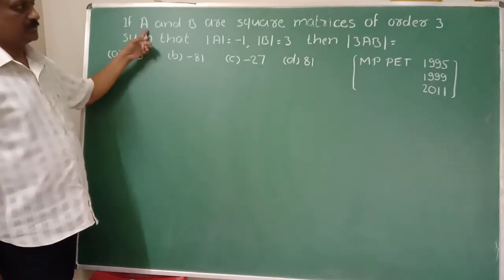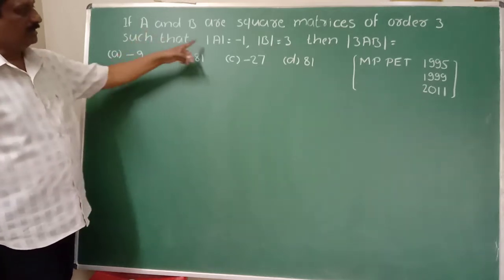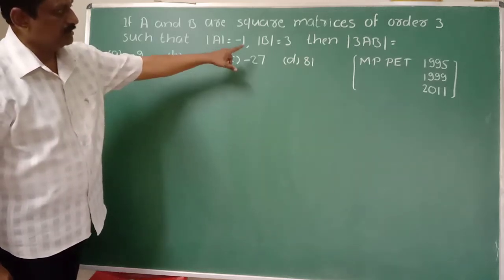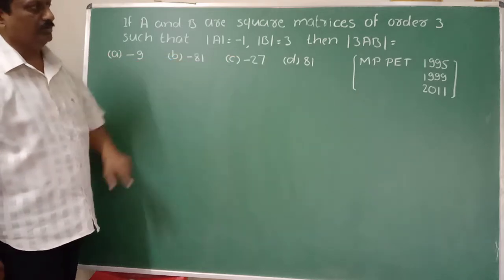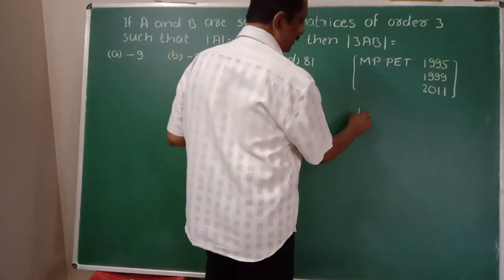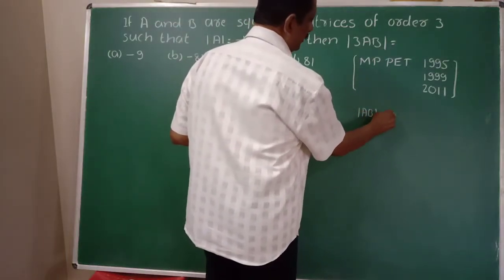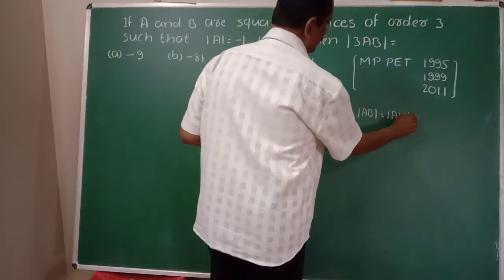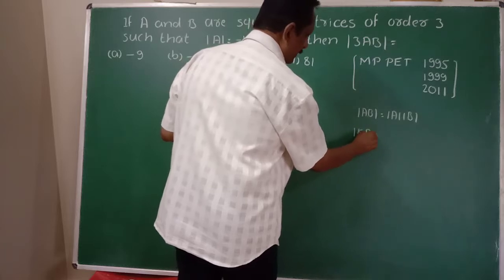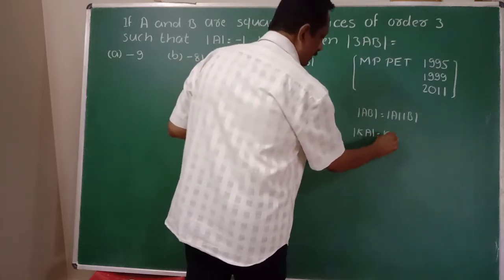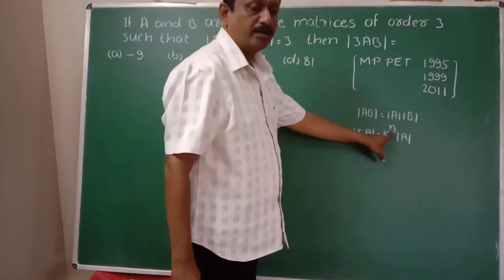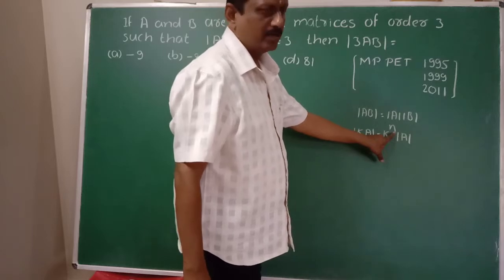If A and B are square matrices of order 3 such that determinant of A is equal to -1, determinant of B is equal to 3, then determinant of 3 into AB is equal to what here? So according to the property here, determinant of A into B is a determinant of A into determinant of B, and determinant of K into A is equal to K raised to N into determinant of A, where N is the order of the matrix.